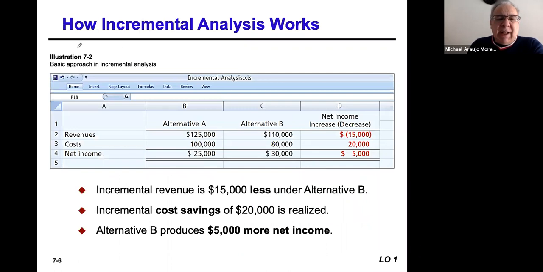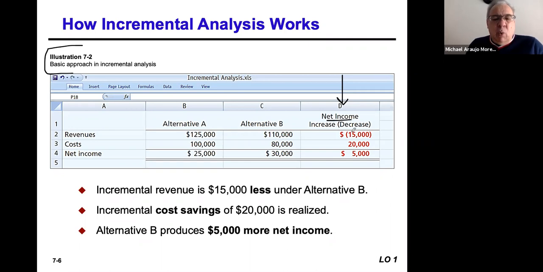So here is a basic approach to incremental analysis showing 2 alternatives and the differences between the two. So in alternative A, we would have revenues of 125,000, costs of 100,000, and a profit of 25,000. In alternative B, we would have revenues of 110,000, costs of 80,000, and a profit of 30,000. What would be the differences, right? Well, we look at the differences from a profitability perspective.